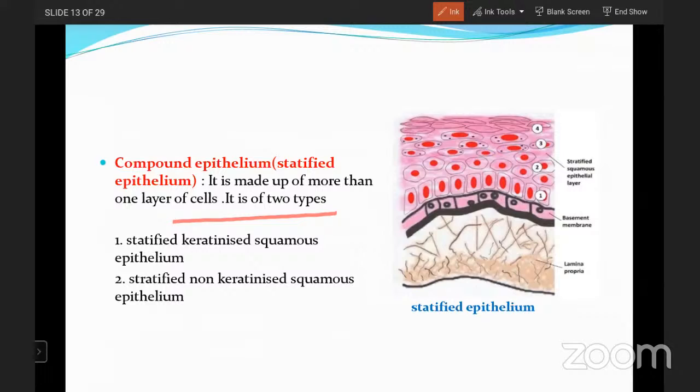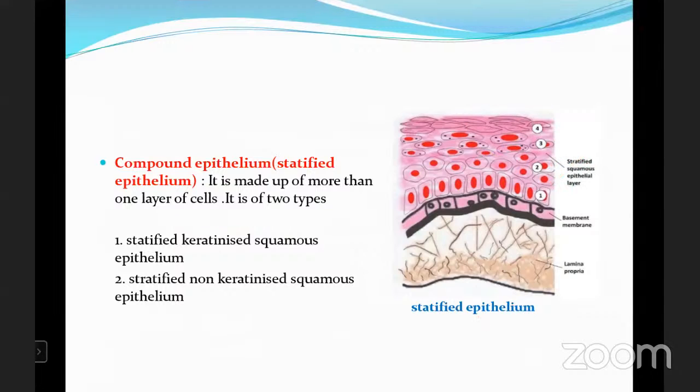So in this picture, you are able to see the layers, more than one layer. The cells are arranged in more than one layer. That is the reason it is called the compound epithelium or stratified epithelium. Okay, so this is about the compound epithelium or stratified epithelium, the cells which are arranged in more than one layer. Okay, now go for the next slide.